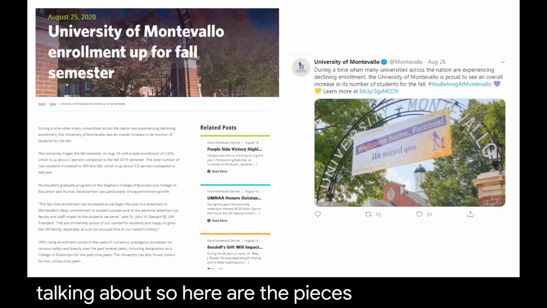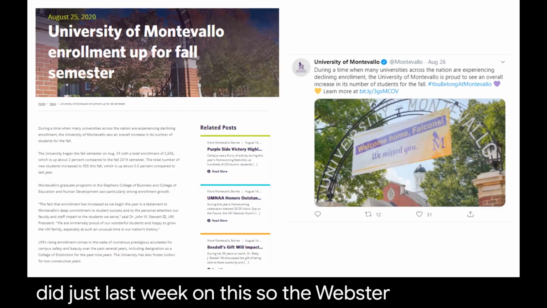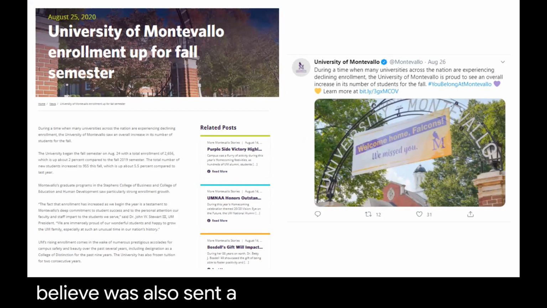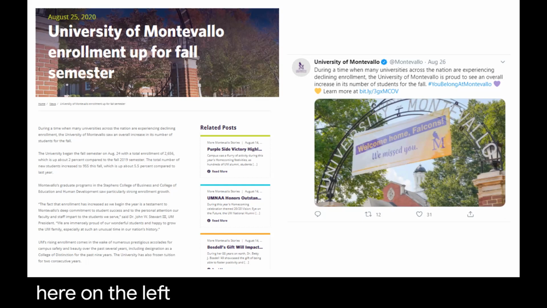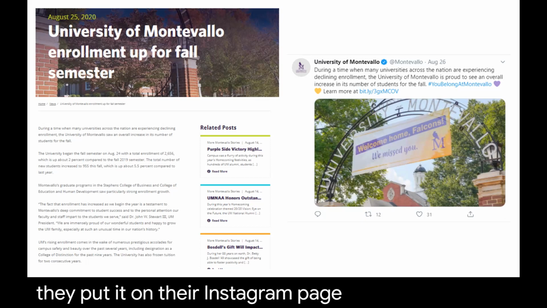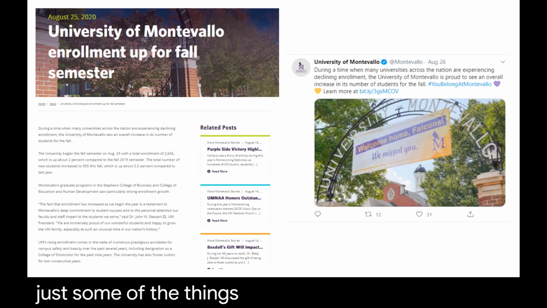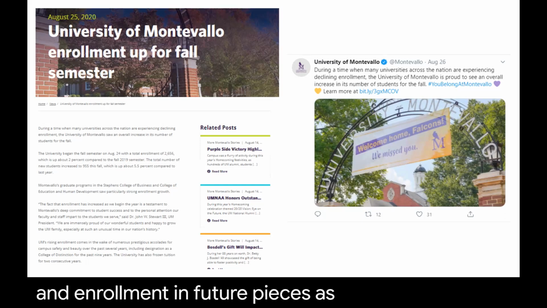So here are the pieces that Montevallo did just last week on this. So the first is just a digital web story that I believe was also sent as a press release. So that 3340 story likely came from the press release that you see here on the left. Also, the university went and they tweeted it out. They put it on their Facebook page. They put it on their Instagram page. And so these are just some of the things that the recruiting team did, and they'll probably continue to incorporate this rise in enrollment in future pieces as well.